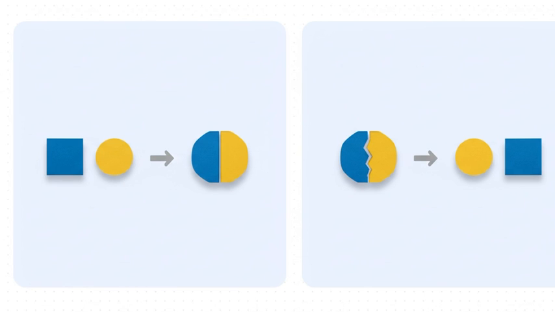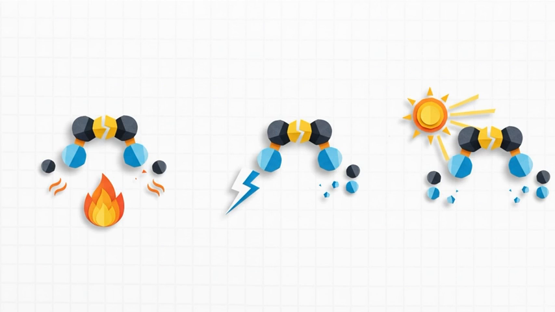The exact opposite is a decomposition reaction. Here, one big compound breaks down into smaller, simpler pieces. So, AB breaks apart into A and B. Simple as that. Now, with decomposition, you always need to add energy to break those bonds apart. And we can actually classify these reactions based on what kind of energy you're using.